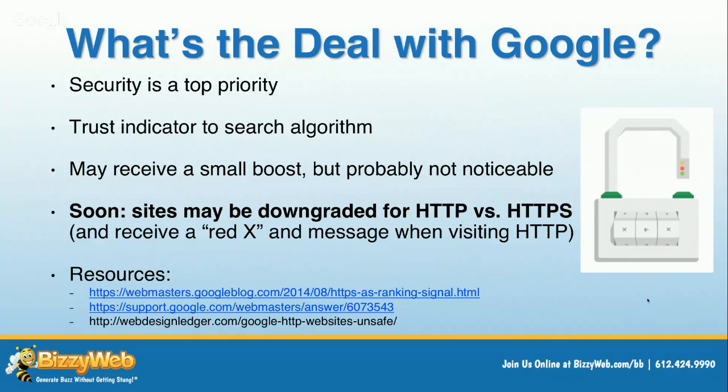So I've listed some helpful resources here, and I'm going to share each of these with you right now. Here's some more details on what we're talking about. The first is HTTPS as a ranking signal from Google Webmasters, from their blog. The next is support.google.com, some webmaster issues and how to secure your website and what that means. And the final is webdesignledger.com, Google HTTP websites unsafe.